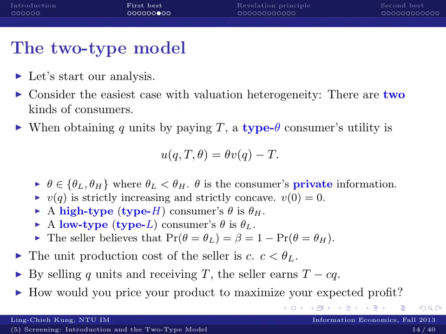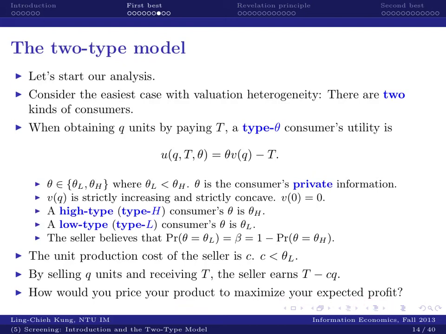Some more settings. Unit production cost is C, and we assume C is less than theta L, so that you are willing to do business with either type of consumers. For manufacturer or the seller, by selling Q units and getting T, the seller earns T minus CQ. Okay, the seller gets this amount of money by paying this amount of cost for production. So now if you are the seller, how would you price your product to maximize your expected profits?